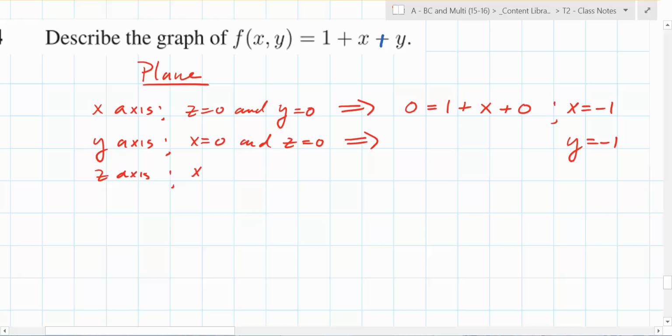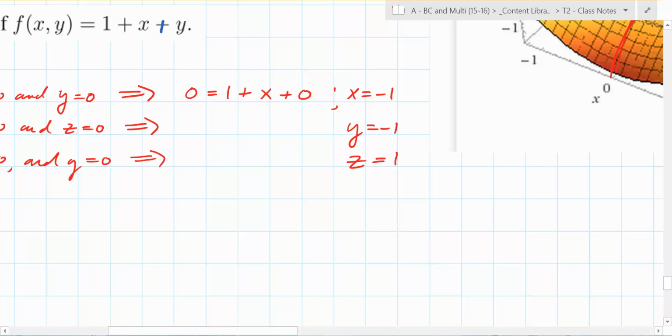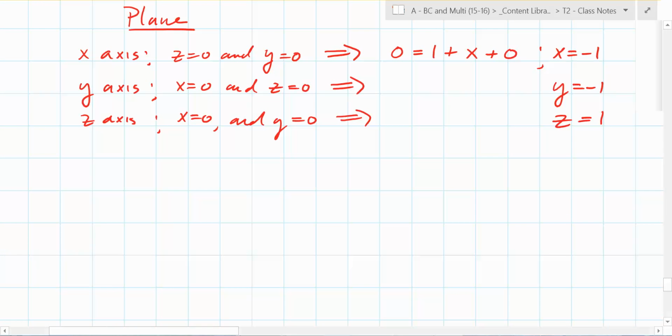The z-axis is when x equals 0 and y equals 0. So what's z going to be? 1. So how many points do we have? 3. The 3 points we have are (-1, 0, 0), (0, -1, 0), and (0, 0, 1).